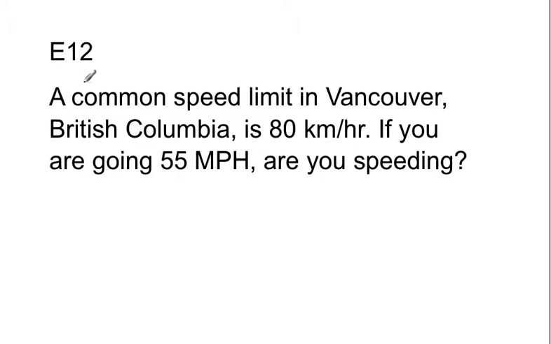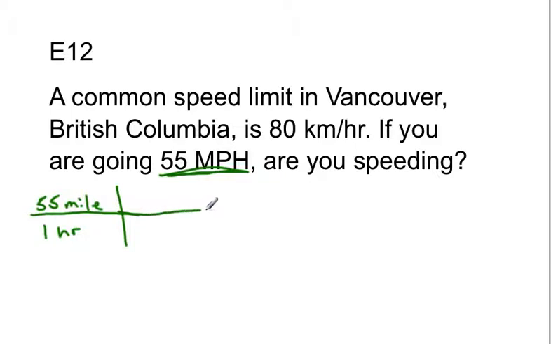Okay, a common speed limit in Vancouver, British Columbia is 80 kilometers per hour. If you are going 55 miles per hour, are you speeding? Well, let's convert this 55 miles per hour to kilometers per hour, and let's compare. So conversion factor, this is our given, let's convert it. So I put 55 miles, now watch how I write this, miles over 1 hour. That's what that MPH is saying. 55 miles, you have 55 miles in 1 hour.